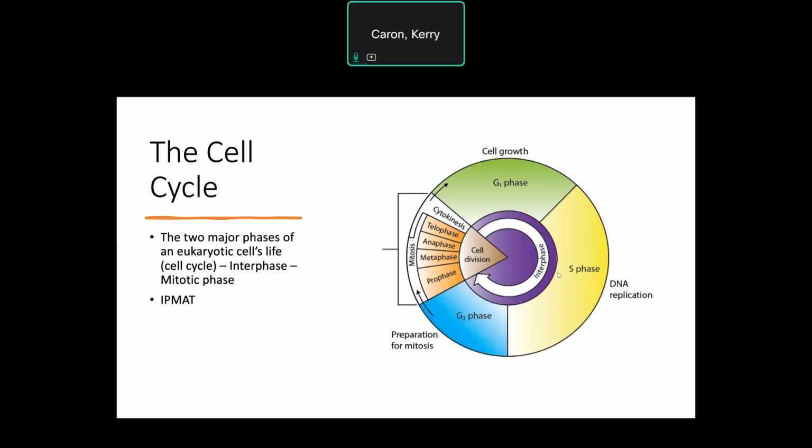And the acronym for the cell cycle is IPMAT. So I for interphase, P for prophase, M for metaphase, A for anaphase, T for telophase. Okay, we'll go through this.